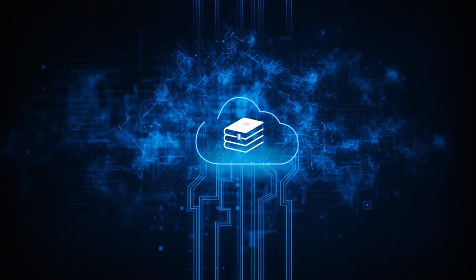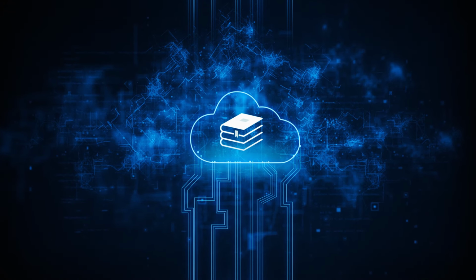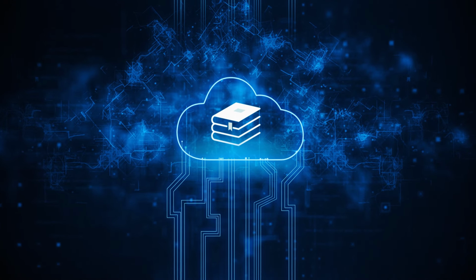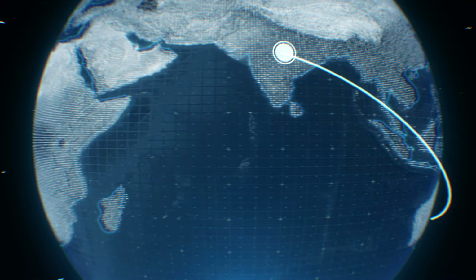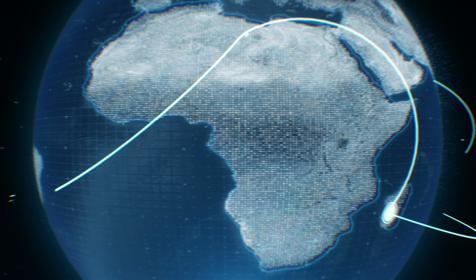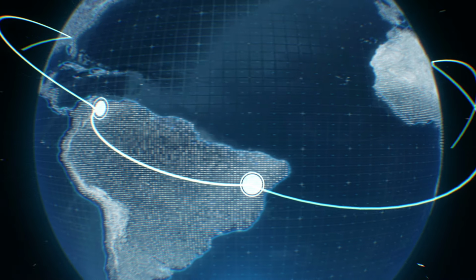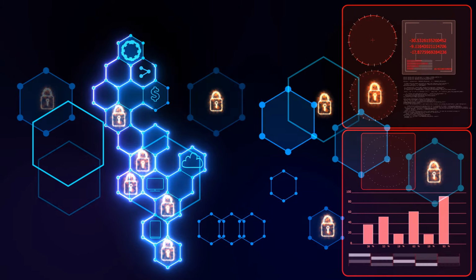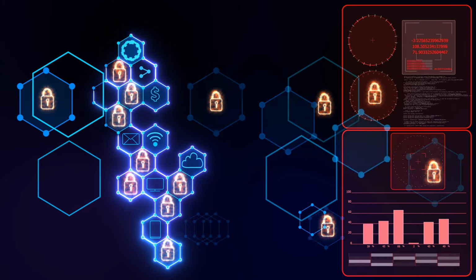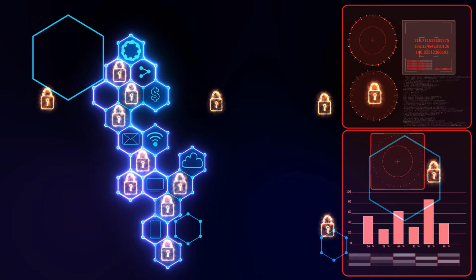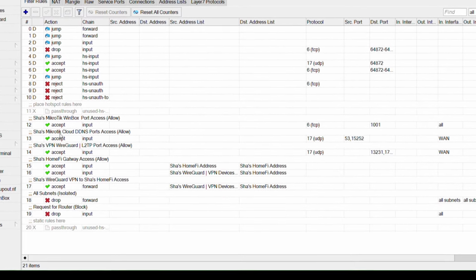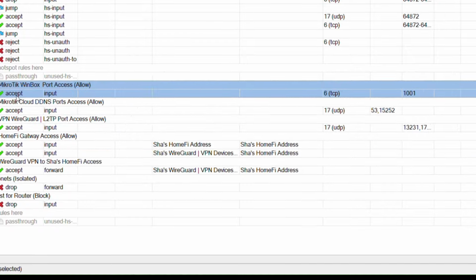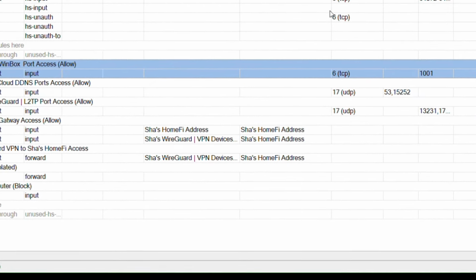But before we dive in, I just want to explain what firewall rules are and how they work. Firewall rules are essential in network security. They control the incoming and outgoing network traffic based on predetermined security rules. Think of them as the bouncers of your network, deciding which data packets are allowed in or out and which ones are denied. These rules are critical for protecting your network from unauthorized access and ensuring that only legitimate traffic is allowed. In MikroTik, you have the flexibility to create your own firewall rules, giving you complete control over your network security.